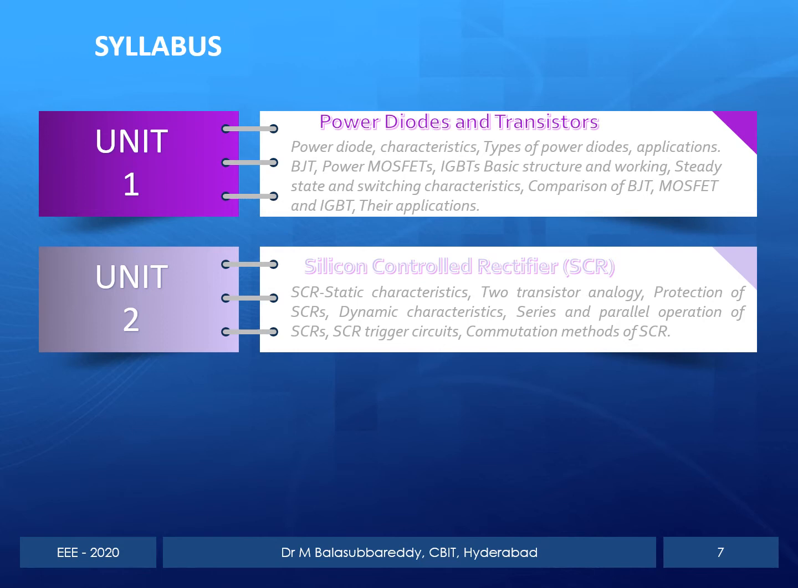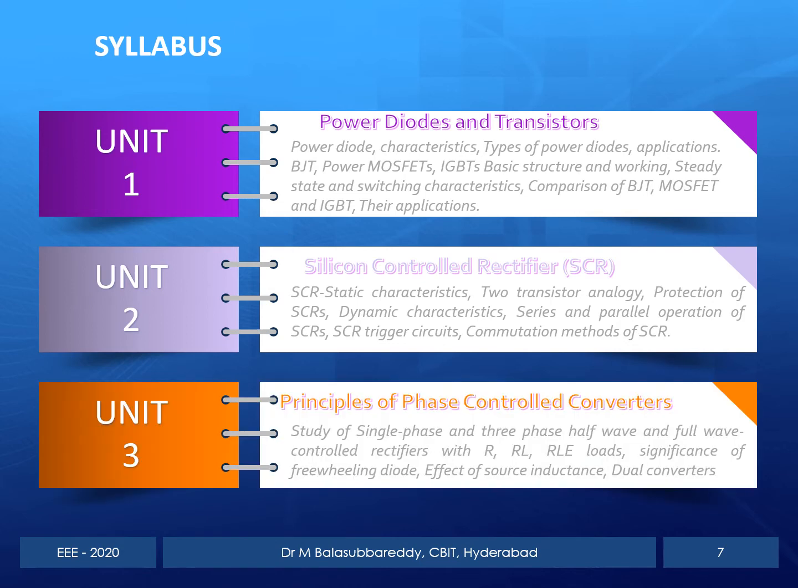Another topic is SCR triggering circuits. We have different triggering circuits, that is R triggering, RC triggering, UJT triggering and ramp triggering and all, and commutation methods of SCR. So we have to come across different commutation techniques in this unit.